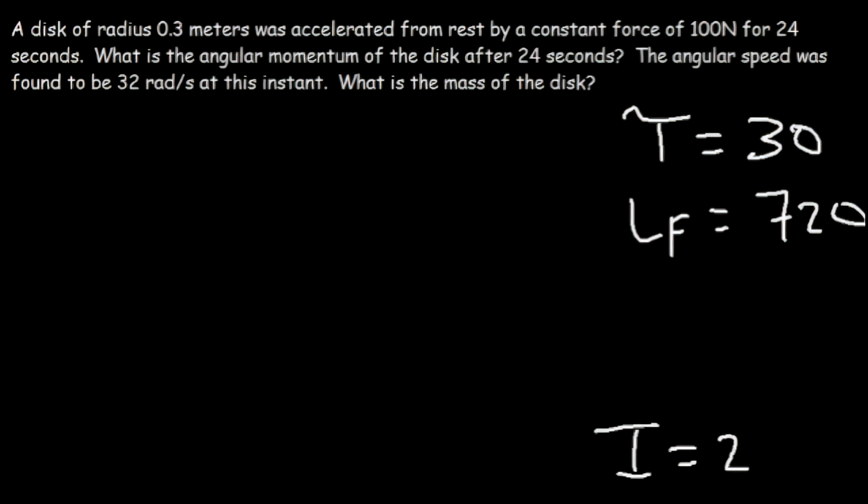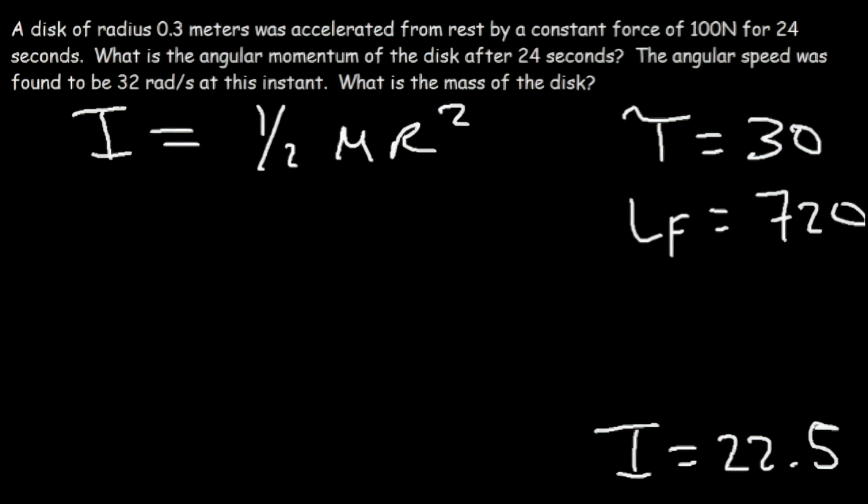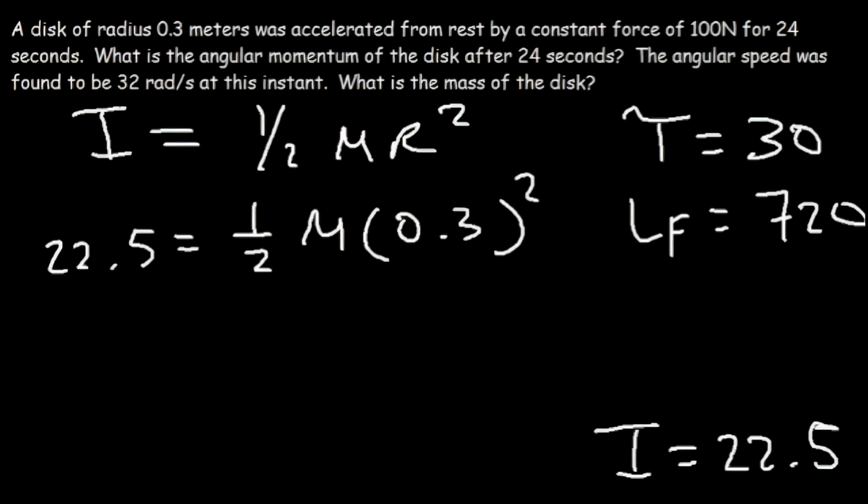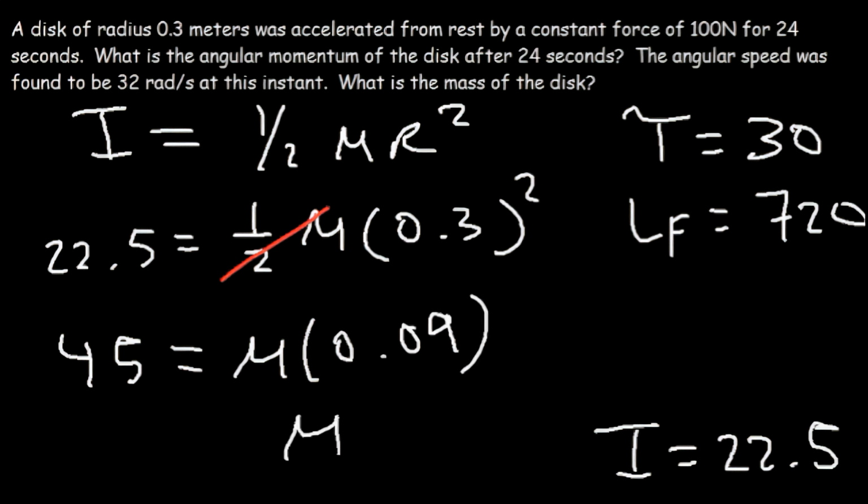So let's write this value. So we know that inertia for a disk is 1/2 mr squared. So 22.5 is equal to 1/2 times the mass, and the radius is 0.3 squared. So if we multiply both sides by 2, it's going to be 45 on the left. We're no longer going to have a fraction. And then times 0.3 squared. 0.3 squared is about 0.09. So the mass is 45 divided by 0.09. So it's 500 kilograms.